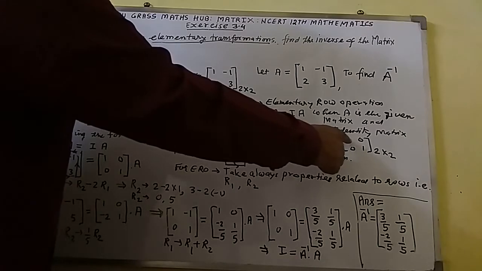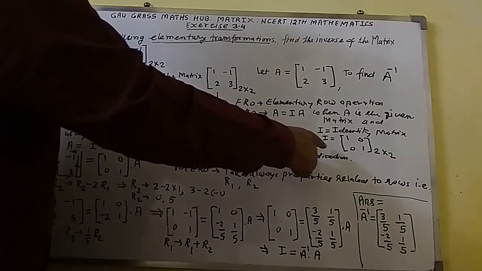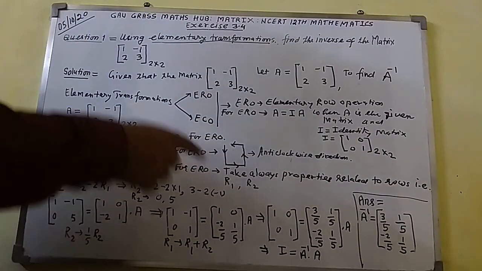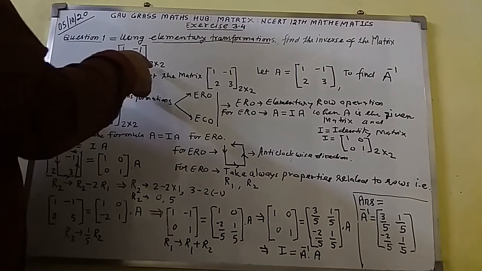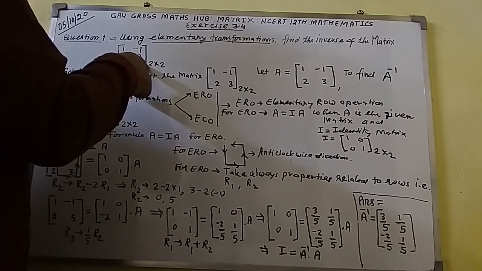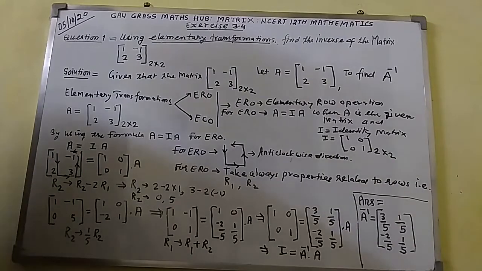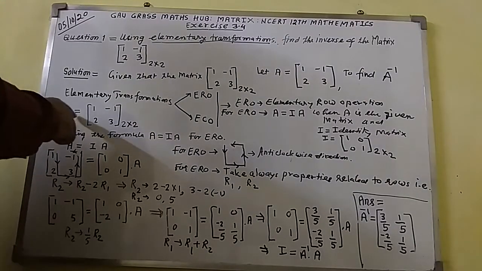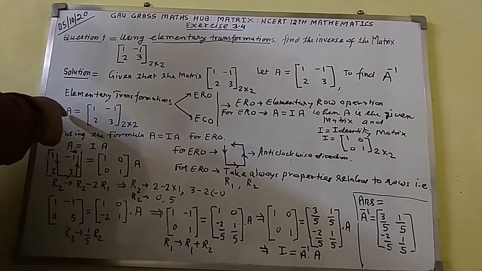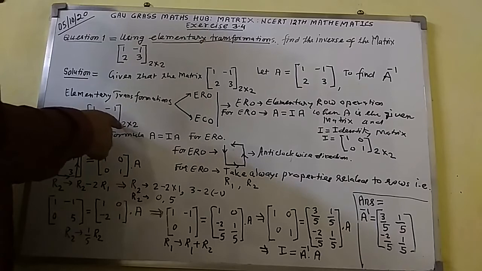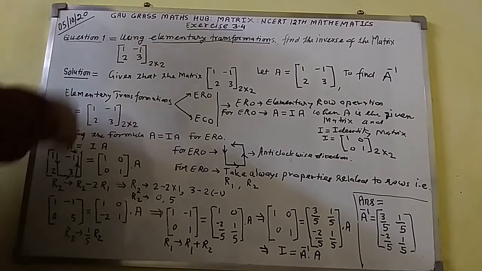I equal to 1, 0, 0, 1. The identity matrix should always be of order 2 cross 2, as the given matrix has order 2 cross 2. The same order should be given. Given matrix has order 2 cross 2, so the identity matrix should also have order 2 cross 2. A equal to [1, -1; 2, 3]. Here the given matrix A is of 2 cross 2, with elements 1, minus 1, 2, 3.